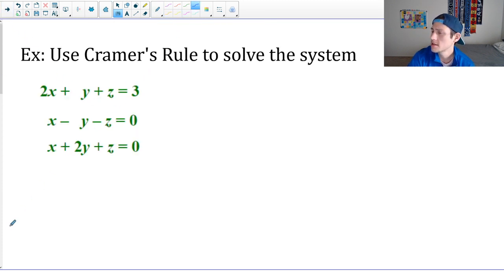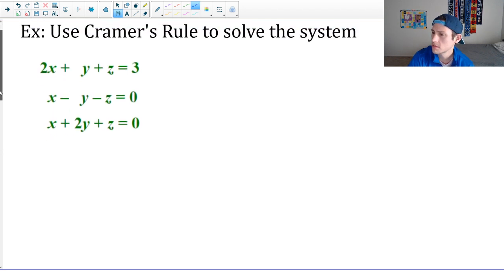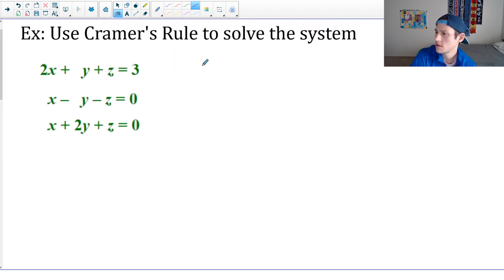Okay, so let's use Cramer's rule to solve the system. Okay. So first, let me transform this into a matrix. So 2, 1, 1, 1, negative 1, negative 1, 1, 2, 1.